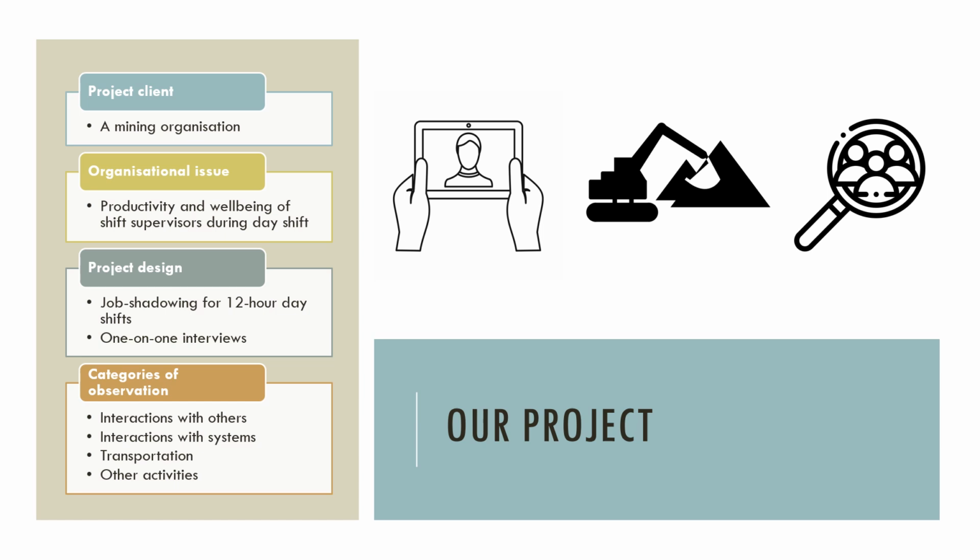Now, during our observations, we looked at 4 key categories: interactions with others, so how often they interacted with team members, supervisors, and admin staff; interactions with systems, so how often they did paperwork or any HR stuff on their computers; transportation, so any driving that they did as part of their job, as well as a 4th category that was reserved for other activities.